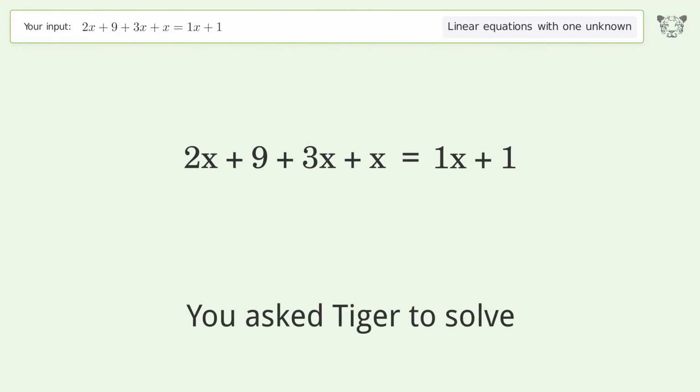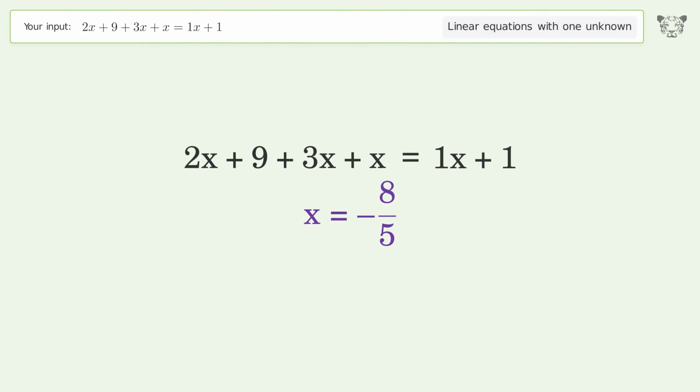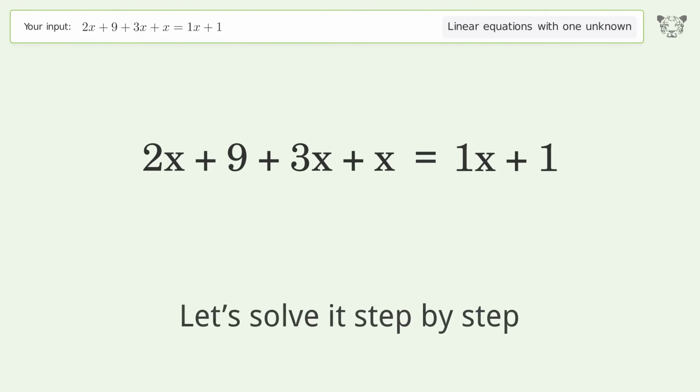You ask Tiger to solve. This deals with linear equations with one unknown. The final result is x equals -8/5. Let's solve it step by step.